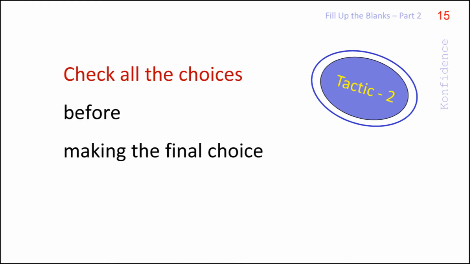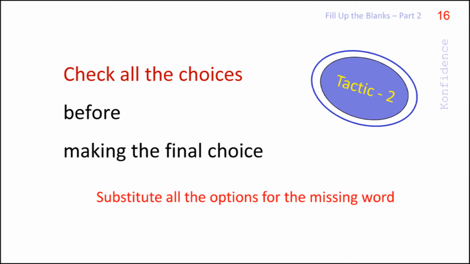The second tactic is not to decide on an answer before checking all the answer choices. We are looking for the word that best fits the blank and expresses the exact meaning of the sentence. So we should not be hasty in making a decision by selecting a word at random. Instead, we should substitute all the options for the missing word. This is necessary to get the best possible answer in the context of the sentence, because sometimes more than one option may look suitable. So do try them all.